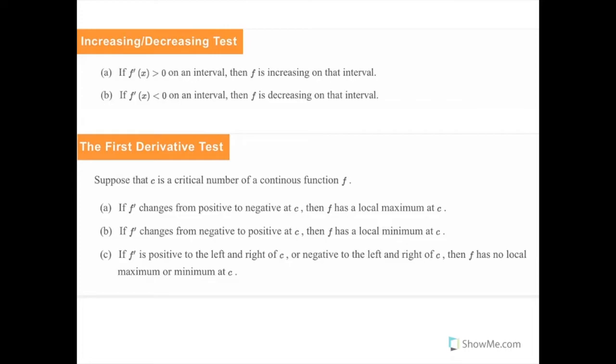I wouldn't care that much about remembering calling it the increasing, decreasing test. What I want us to know is, how does the graph of f prime help us understand what's going to happen on the graph of f? Okay, so let's look at the first part. Part A up here at the top says if f prime of x is greater than 0 on an interval, then f is increasing on that interval.